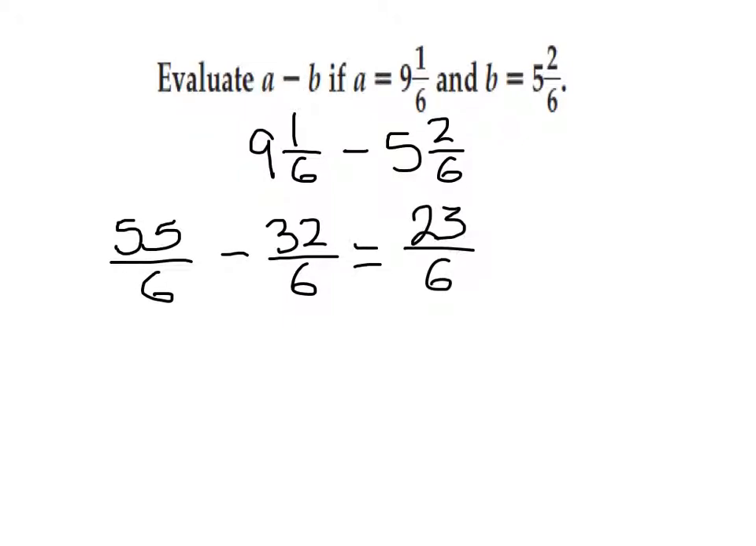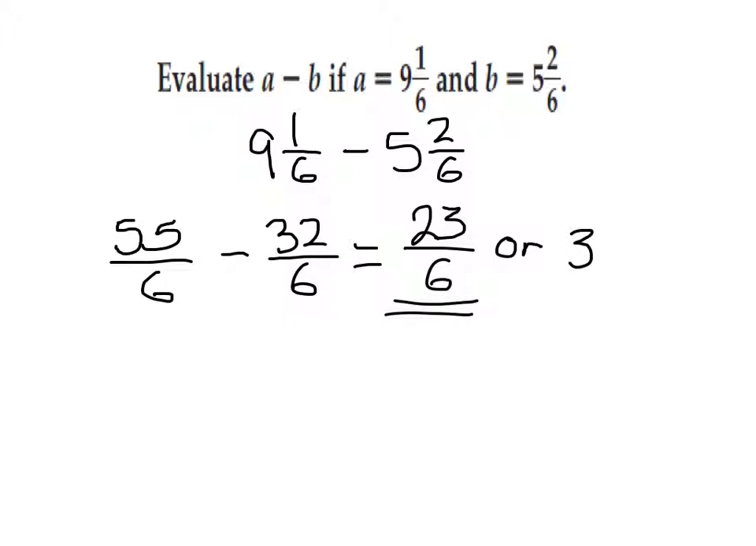I subtract the numerators. 55 minus 32 is 23. The denominator stays the same. The improper fraction, 23 over 6, is fine. Or, if you need to, we go ahead and change it into a mixed number. 6 can go into 23 3 times.